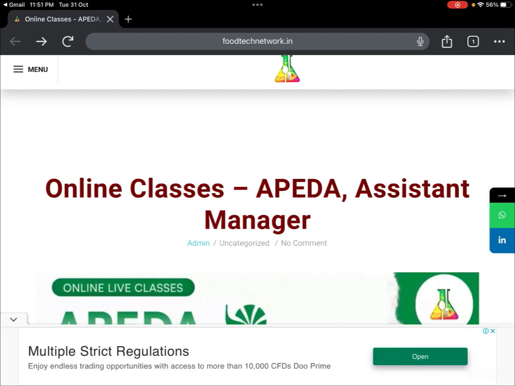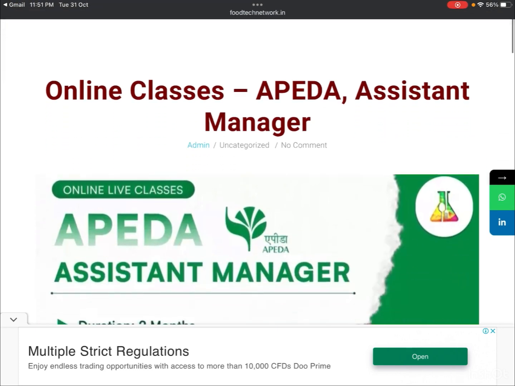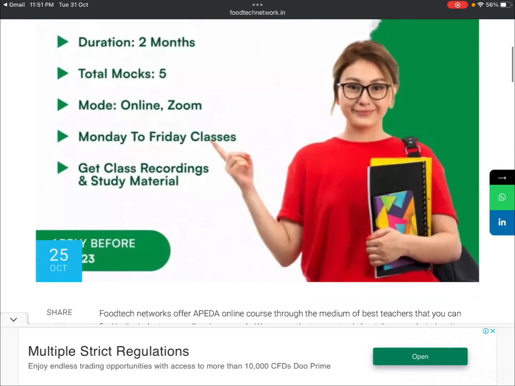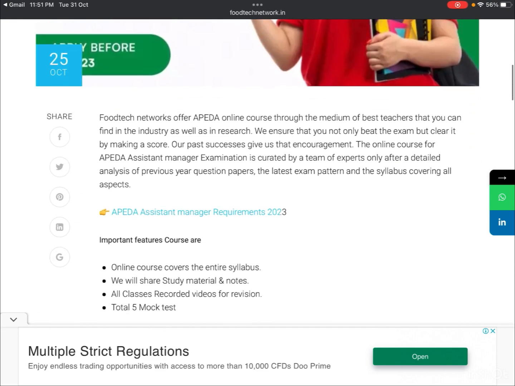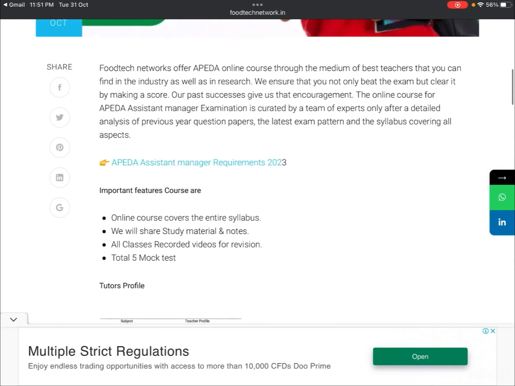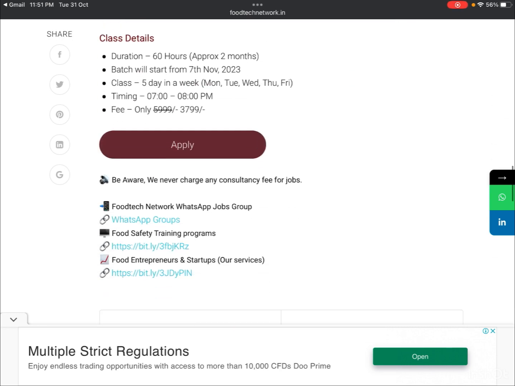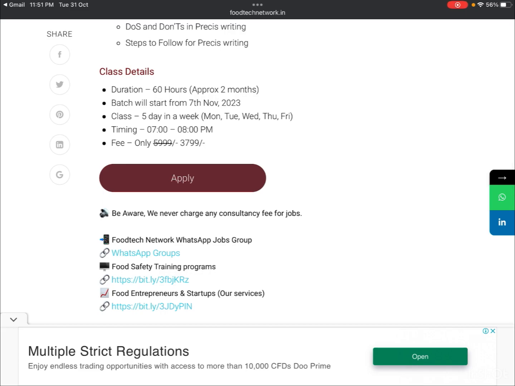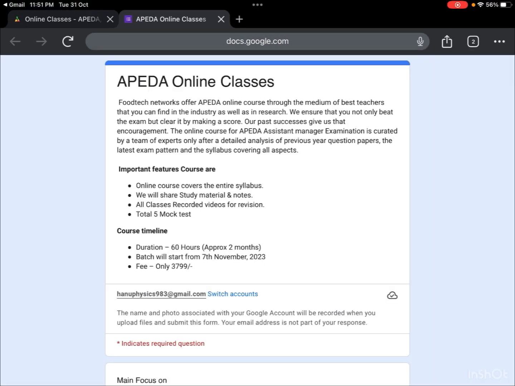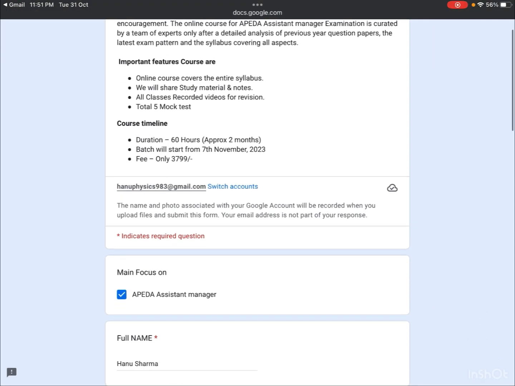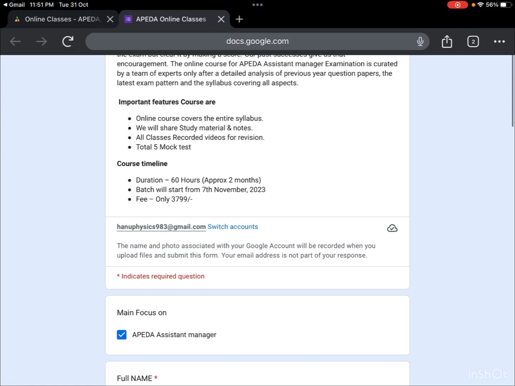I'll show you how you can go to the website link given in the description box and apply for this exam. All the necessary details which I just told you are already available on our website, so you can see this data. Here you have to click on the apply icon and you will get a Google form. So you have this data once again.